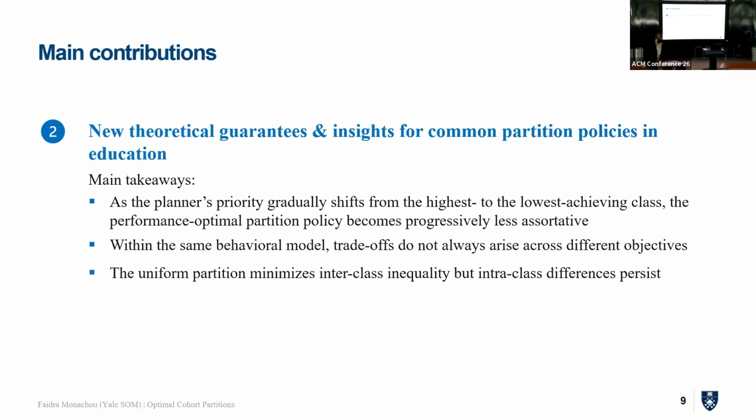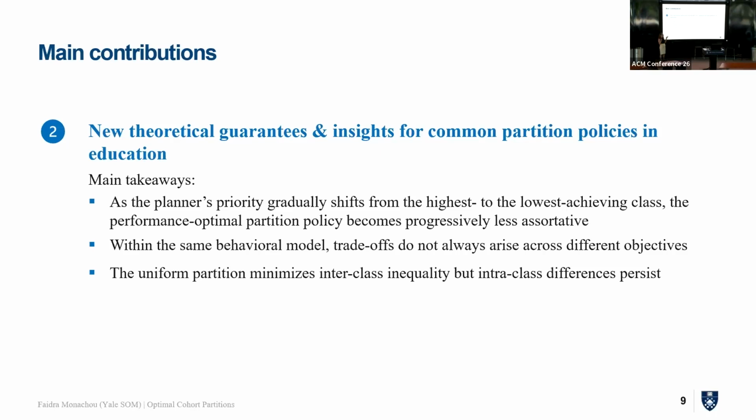We have several policy takeaways. For example, we show that as a planner's priority gradually switches from the highest performing class to the lowest achieving class, the optimal partition becomes progressively less assortative. So we move gradually from the assortative partition to the fully uniform partition.